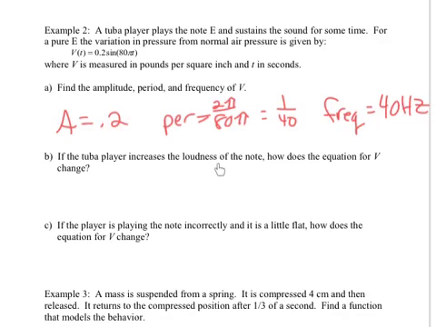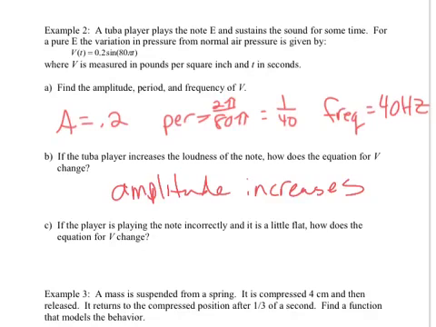If the tuba player increases the loudness of the note, what do you think is going to change here? So think to yourself, what would change? Would it be the period or the amplitude? If you think of the word amplitude and think what an amplifier does, an amplifier amplifies the sound, so the amplitude is what's going to change when the loudness changes. So the amplitude would increase. And if the player is playing the note incorrectly and is a little flat, that is the frequency. The frequency decreases.